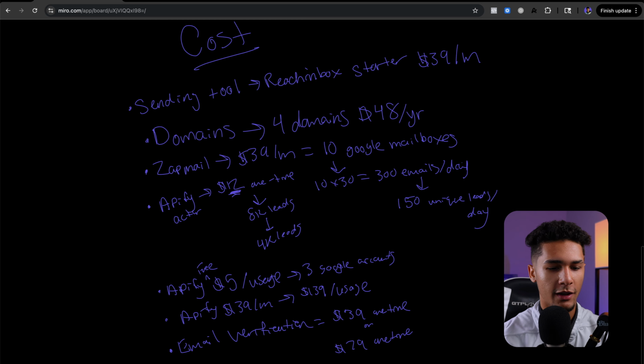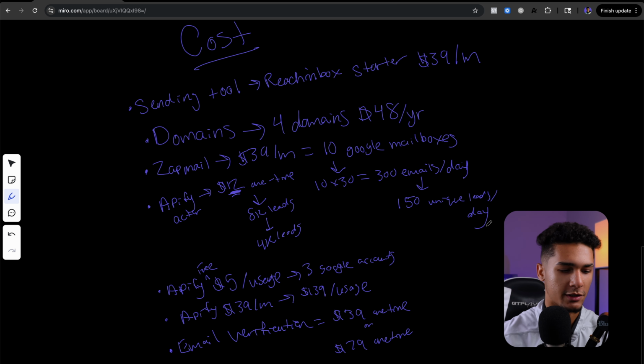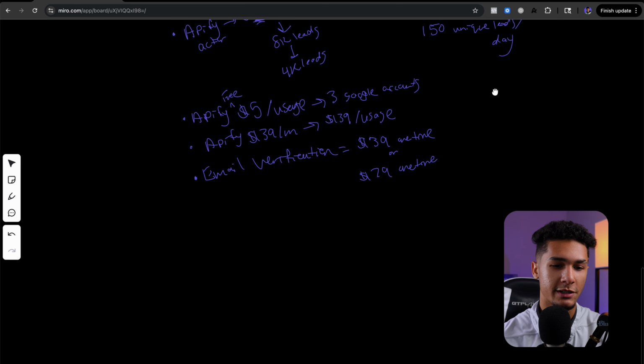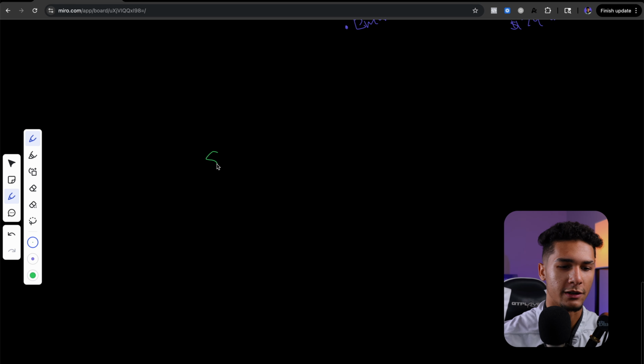And then we can go ahead and look at email verification. I'm going to say Million Verifier. That's another $39. So to get started with the system, and I believe that is everything here. If I'm missing something, someone please tell me in the comment section below. Go ahead and let me make this a different color. So to get started, you're going to need about $204 just to get started with everything. And this is one time.